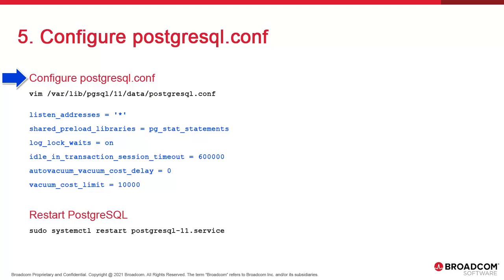They are shared_preload_libraries, log_lock_waits, idle_in_transaction_session_timeout, autovacuum_vacuum_cost_delay, and vacuum_cost_limit. If you do not make these changes, the DB load utility will not execute, and you won't be able to load the Automic data structures into PostgreSQL. Finally, you should always restart PostgreSQL after making any sort of change to the configuration files.